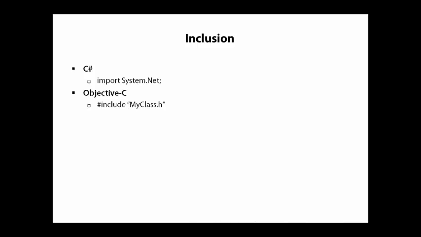Inclusion. In C Sharp, we do an import statement, and in Objective-C, we do a pound include just like we would do in C. And the quote is for your files. If you do the angle brackets around the include, that'll be for base library files, just like in C and C++.